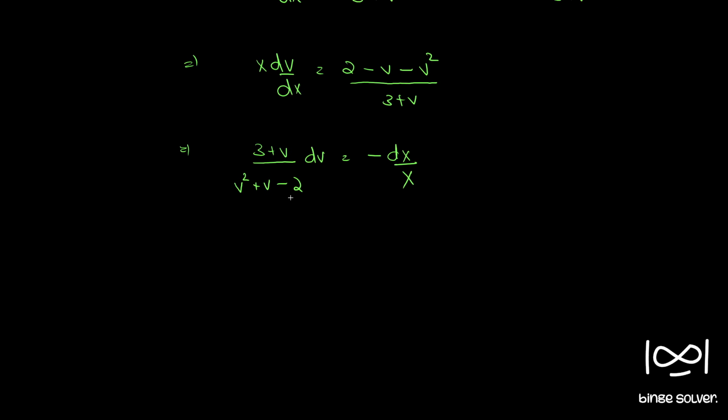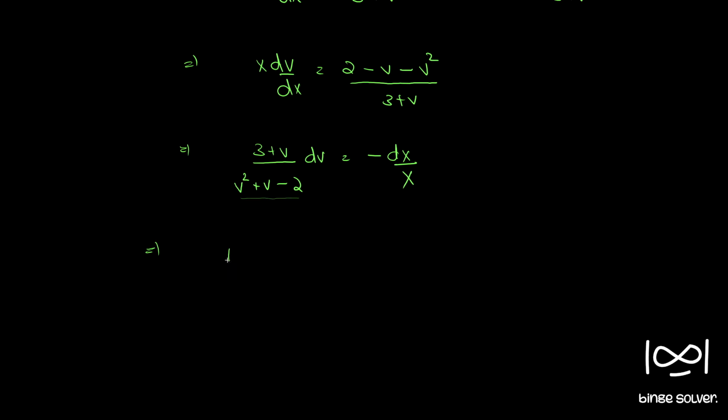Now we can split this term in a form where we can easily integrate. To integrate such terms, we'll split 3 plus v into two, where the first part is the differential of the denominator and the second part is the remaining part of 3 plus v. So the differential of the denominator is 2v plus 1. Okay, differential of denominator, 2v plus 1.